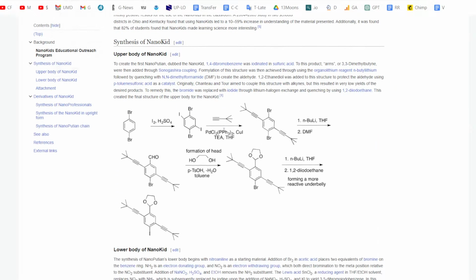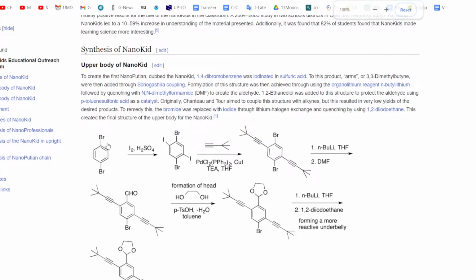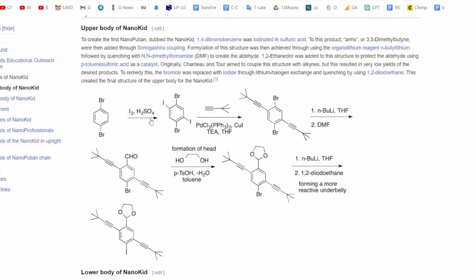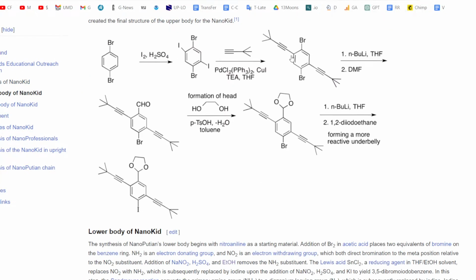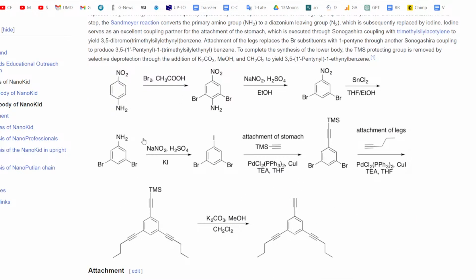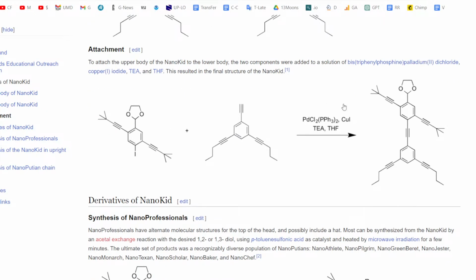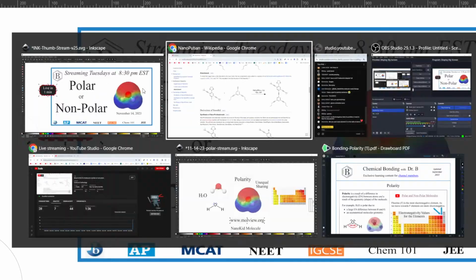So here's how they build it. They started with 1,4-dibromobenzene. They used different chemicals. They kept adding different pieces and different substances until they had the top of our nanokid right here. Then they built the bottom with all these organic reactions, and they put them together with this stuff here. And that's your nanokid. That's kind of crazy that as chemists, we can build molecules. If you think about pharmaceuticals, materials for spaceships, anything, we're pretty good at building stuff. So hopefully this will help you get along with all of this.